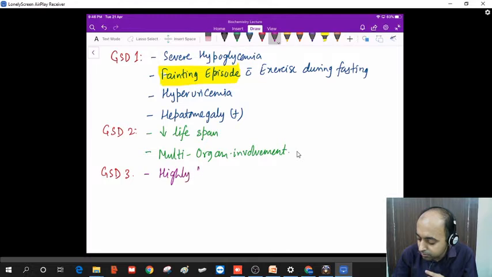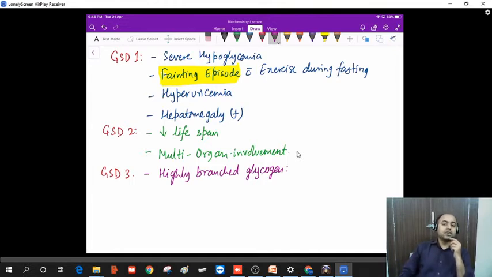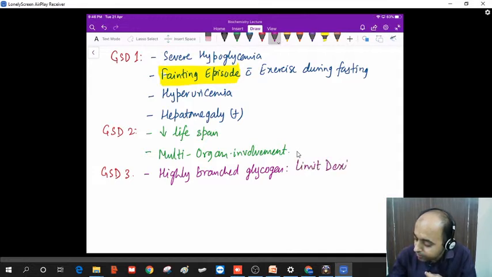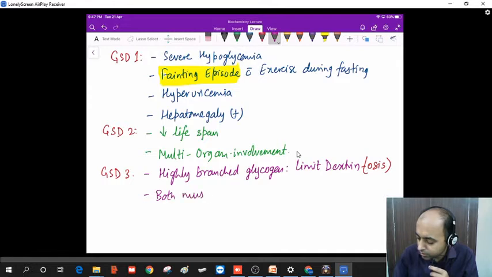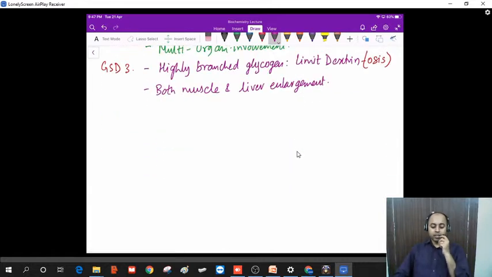Highly branched glycogen. When you take the biopsy, you'll find highly branched glycogen. This highly branched glycogen resembles a compound called limit dextrin, and therefore the condition is known as limit dextrinosis. In addition, you'll find both muscle and liver enlargement.